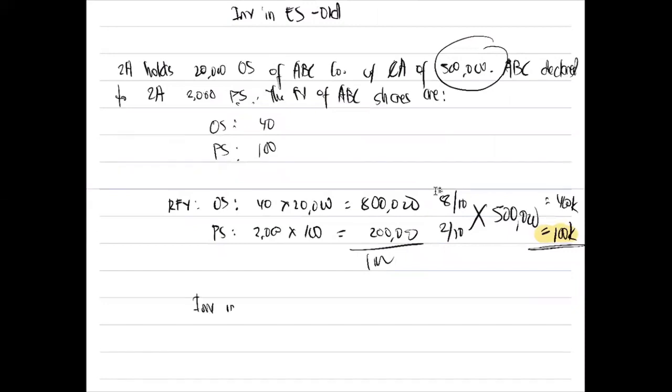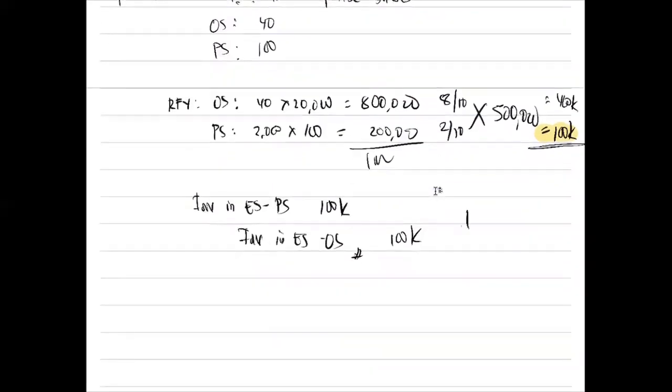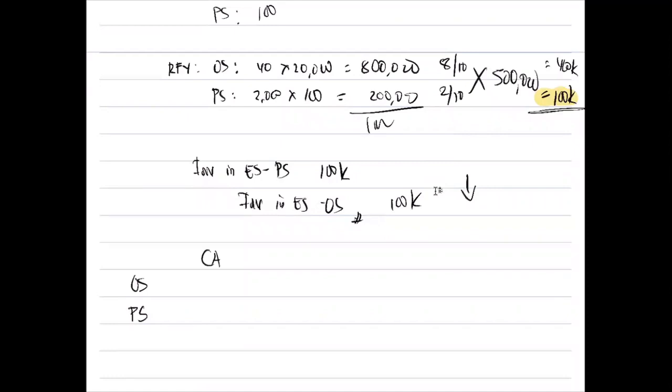So we debit investment in equity security PS, 100,000. We credit investment in equity security OS, 100,000. As you can see, the effect on your investment is a decrease. Let's look. We have here your OS and your PS. We have now your carrying amount. Your carrying amount before is 500,000. Now it is only 400,000.